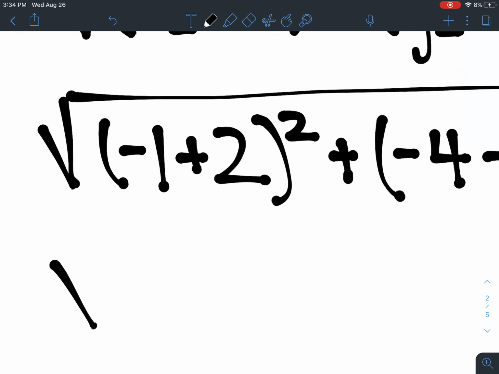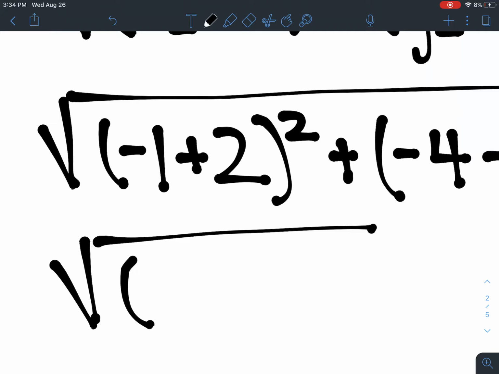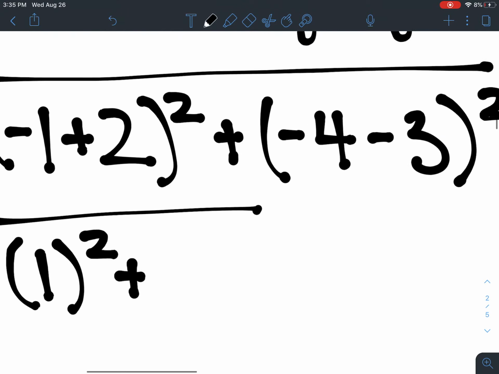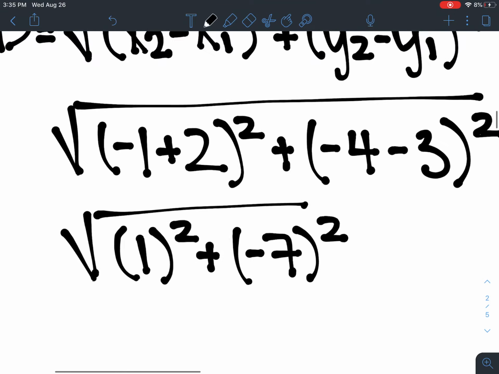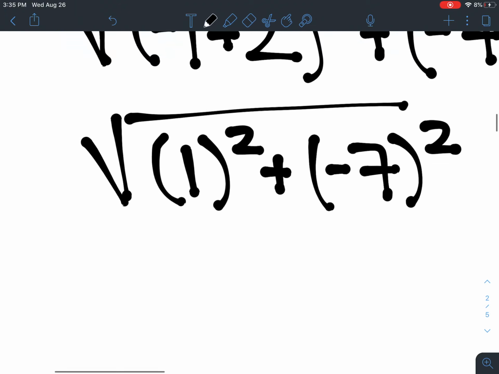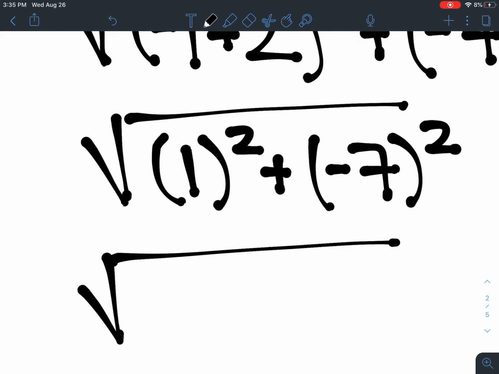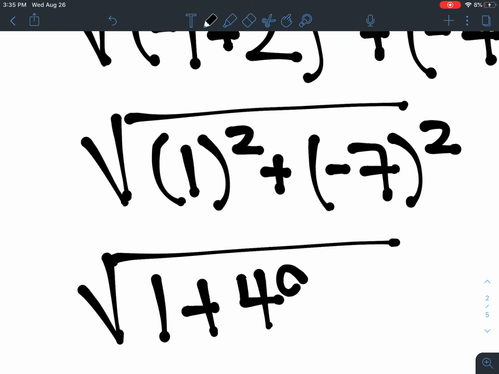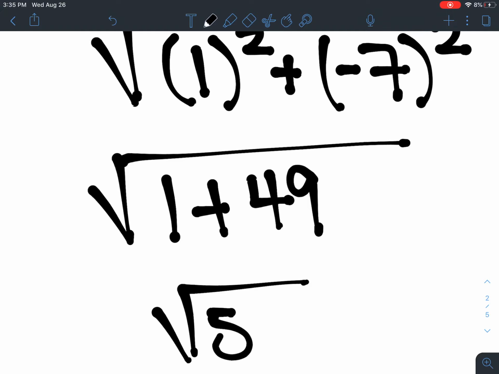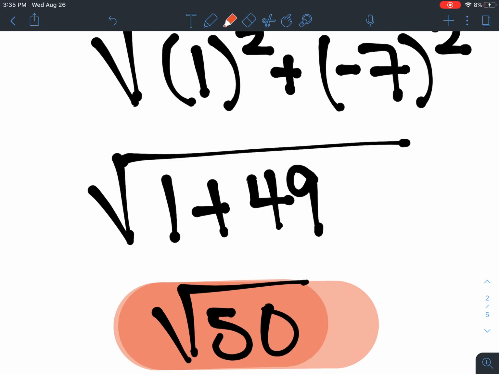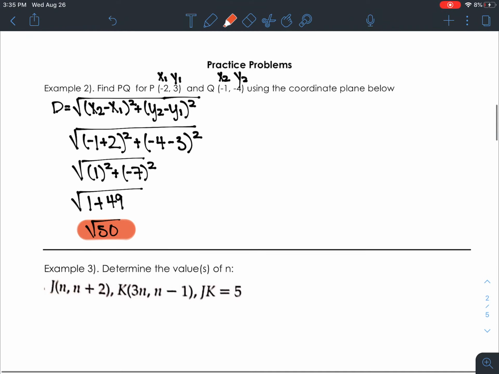Simplifying, we're going to get -1 plus 2, which is 1 squared, plus -4 minus 3 is -7 squared. Continuing on, 1 squared is 1, plus -7 squared is +49, which means that 1 plus 49 is 50, which is my final answer. Okay?